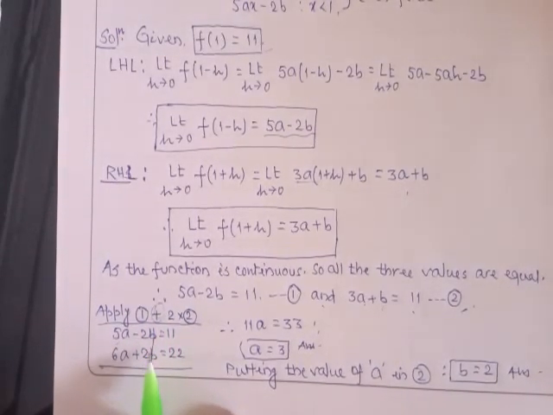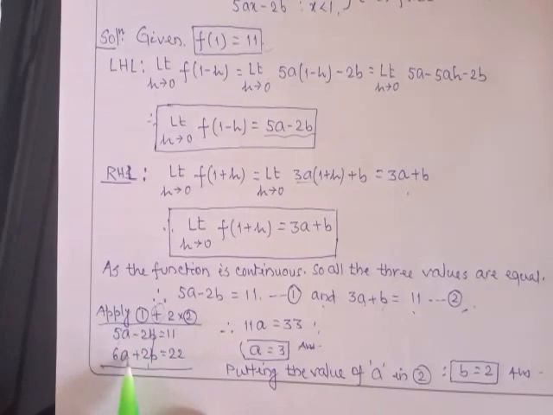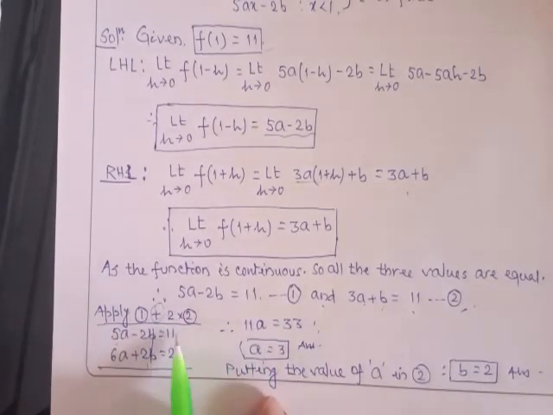Remaining terms should be added. So 5a plus 6a, that should be 11a is equal to 33. Hence a is equal to 3.